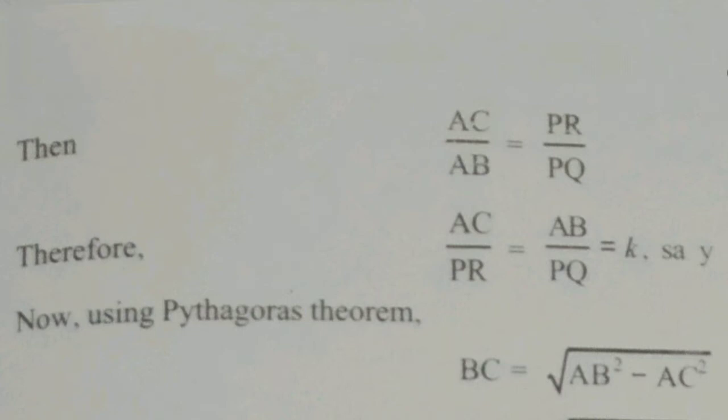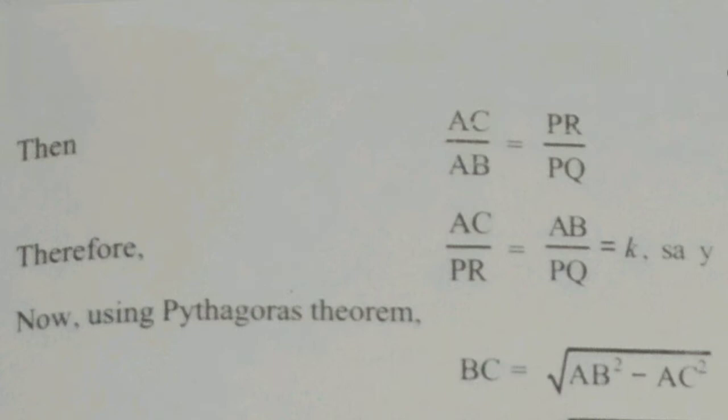Now applying alternando, that is exchanging the places of AB and PR, we get AC upon PR is equal to AB upon PQ is equal to K. We will call it equation 1. Now if AC upon PR is equal to K, it implies AC is equal to K times PR, and if the second ratio AB upon PQ is equal to K, it implies AB is equal to K times PQ.